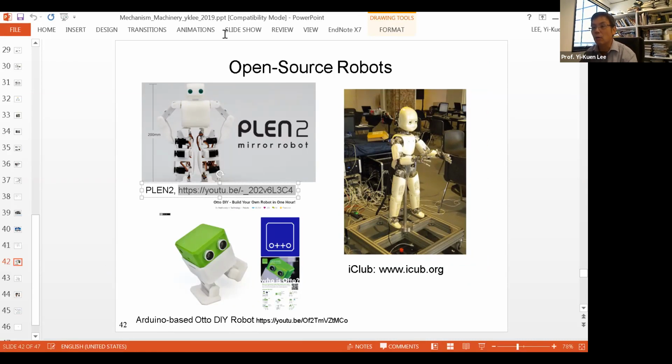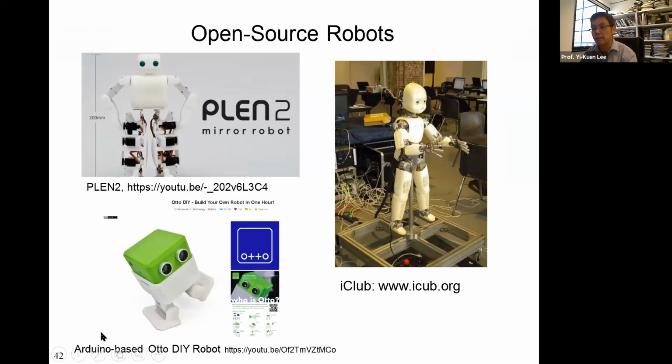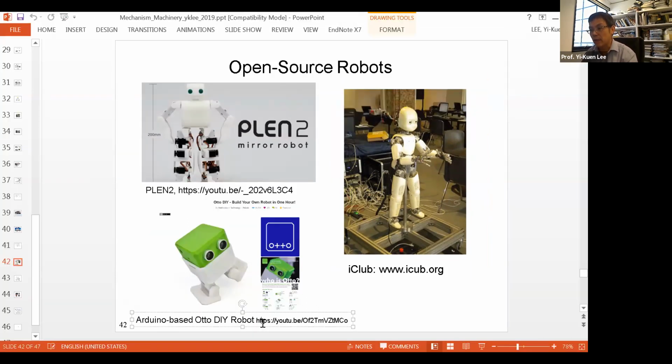Actually, you can download this kind of design and make the robot. The same thing for Arduino, which is an open source platform. With this small robot, everybody can download the design to make it. It becomes a very interesting way to learn. Let me show you this kind of robot. It's an interesting project, and let me show you about this robot. It's, I would say, quite interesting.